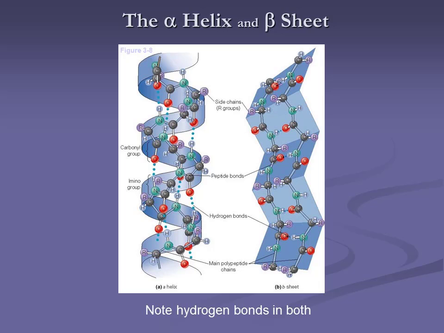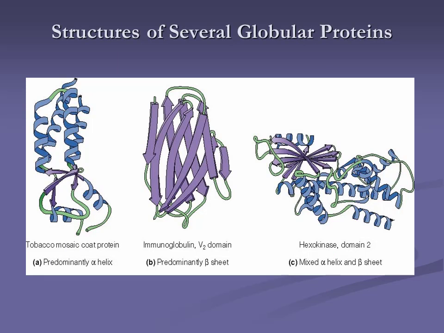Here's some 3-dimensional single proteins. So that's our 3D structure, our tertiary structure, and then our insulin. That would be our quaternary structure.